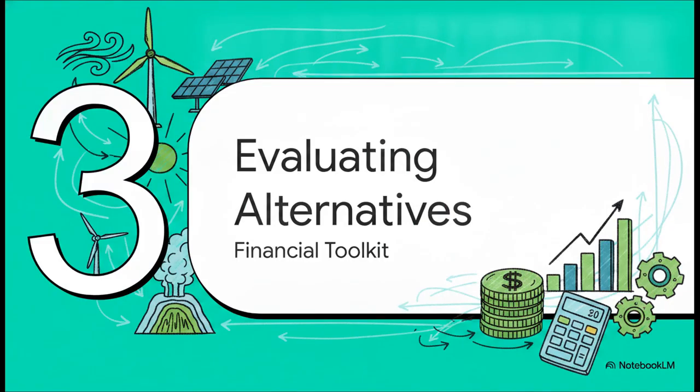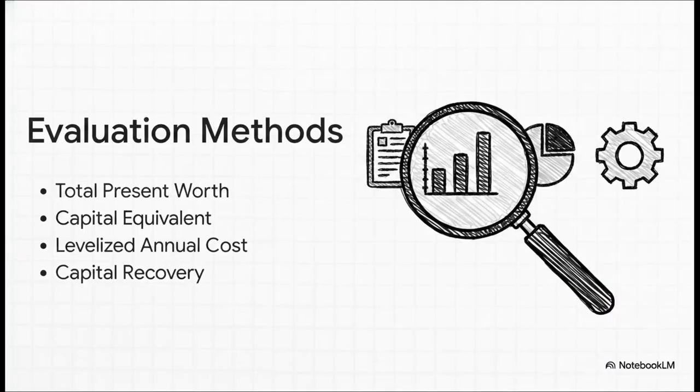Section 3, Evaluating Alternative Technologies. Let's look at your financial toolkit. As your manufacturing partner, we've got a few distinct ways to help you figure out which technology is going to yield the absolute best ROI. The four main methods on the table are the total present worth method, the capital equivalent method, the levelized annual cost method, and the capital recovery period method. Now, they all have their own specific merits, especially depending on if you're swapping out parts or building a whole new plant. But today, we really want to zero in on one in particular because it provides incredible clarity when you're selecting thermal cycle parameters.